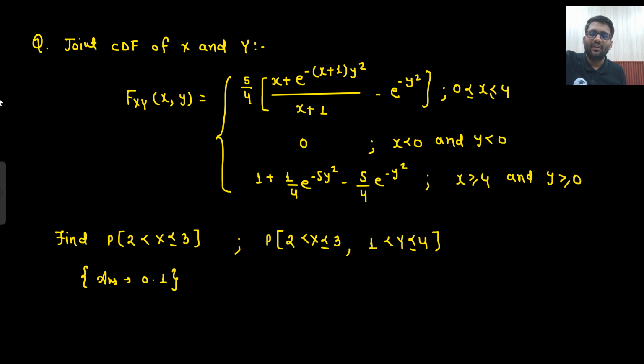Okay. The joint CDF of random variables x and y is given. You need to find these answers. The answer I have given, that is 0.1, is for this particular question. So what do you need to find? You need to find the probability of random variable x taking a value from 2 to 3, and the joint CDF is given. This is question A, this is question B. So question A.